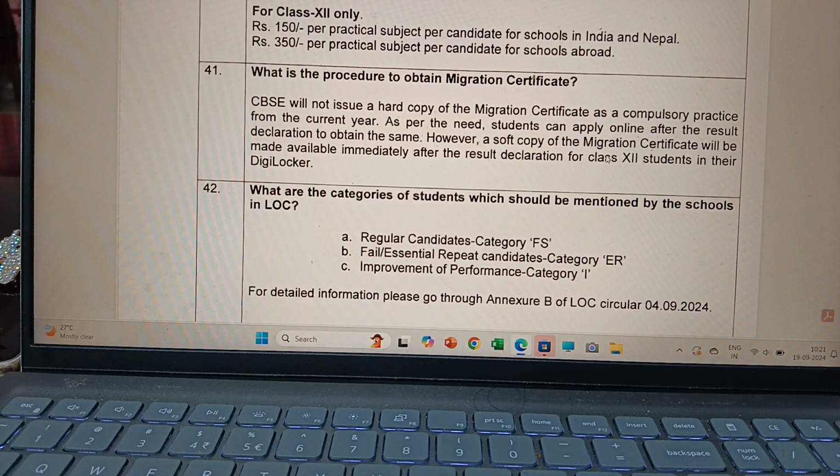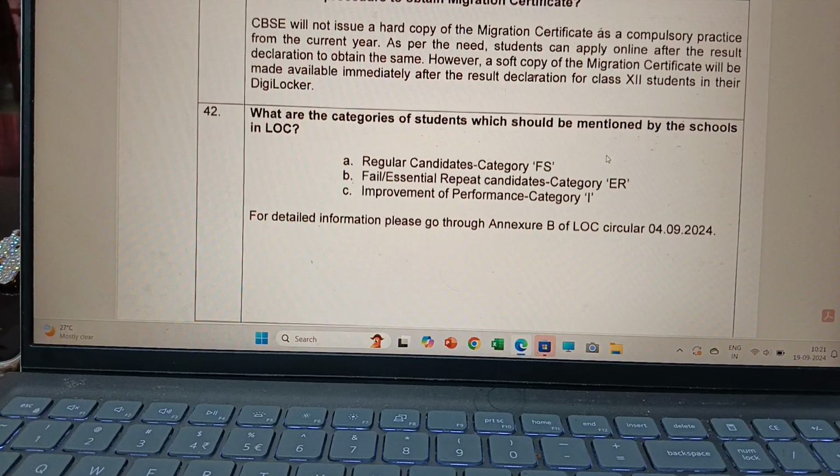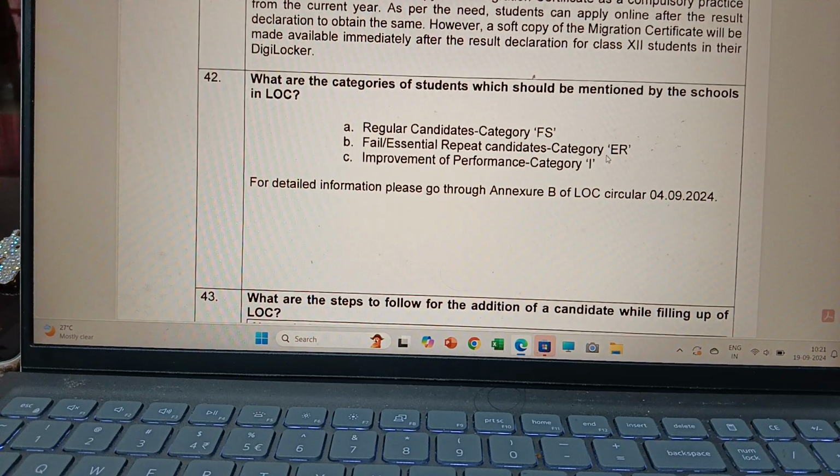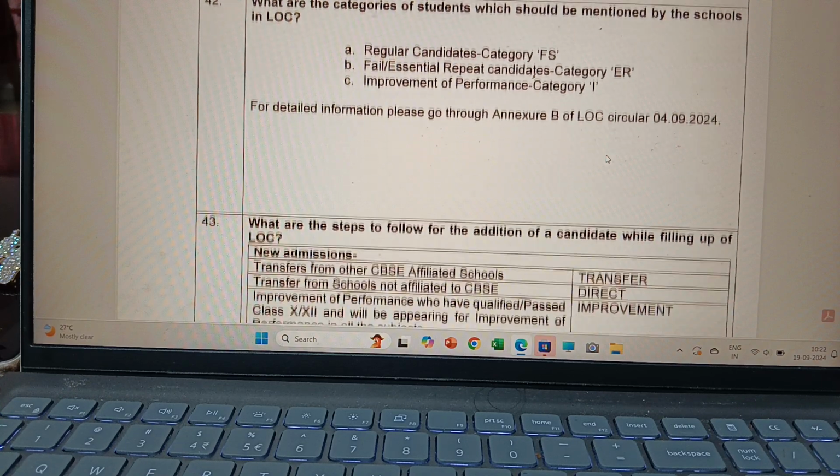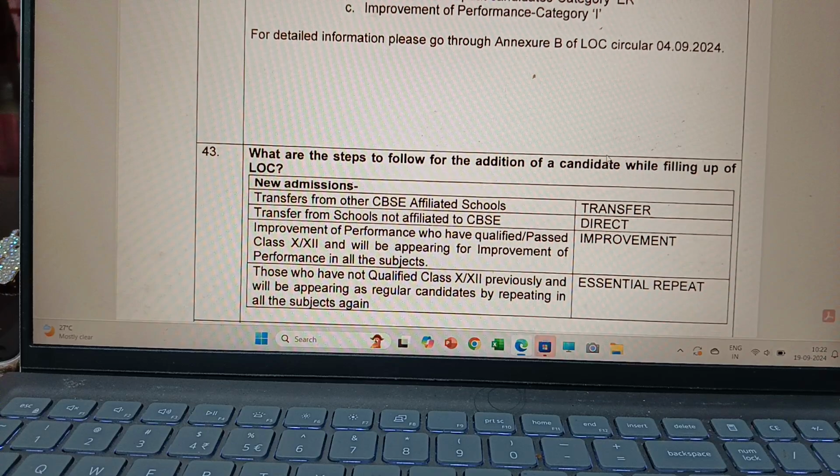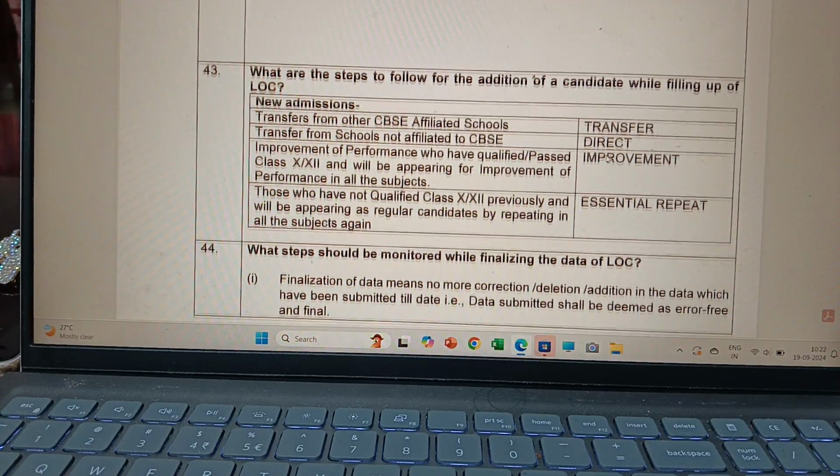Then the 42nd question: what are the categories of students which should be mentioned by the schools in LOC? Regular candidates, category FS; then fail or essential repeat, category ER; then improvement of performance, category I. For detailed information, please go through Annexure B of the LOC circular dated 4th September 2024.